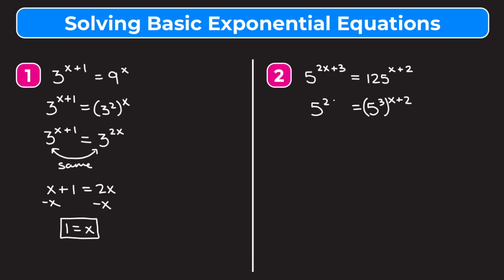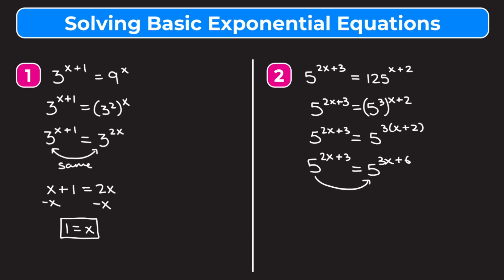So we're going to have 5 to the 2x plus 3, and now we want to simplify the exponent on the right side. So we keep 5 to the 2x plus 3, and we're going to multiply our exponents, so 3 times the entire quantity of x plus 2. And now we're just going to simplify a little bit more. We're going to distribute the 3 to get 5 to the 3x plus 6. And now, because the bases of our exponent are the same, we can just set our powers equal to each other. So we're going to say 2x plus 3 is equal to 3x plus 6.